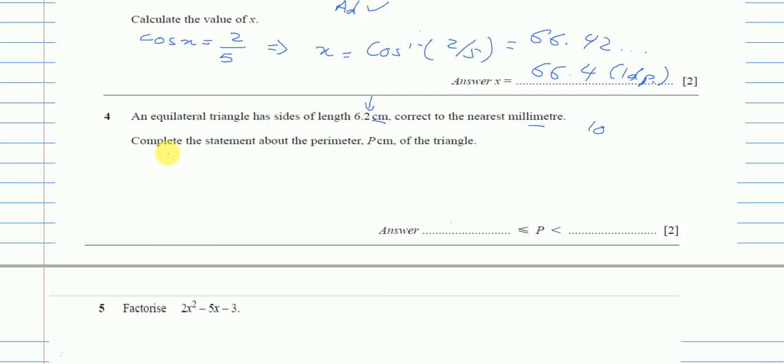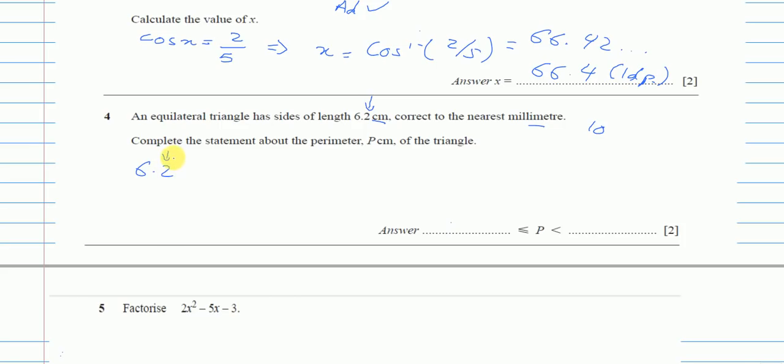So what we have to find is to complete the statement about the perimeter P centimeters of the triangle. What could be the smallest possible perimeter and what could be the largest possible perimeter? First we have to find the lower bound and the upper bound of the 6.2 centimeters. It was 6.2, and they have corrected it to here.